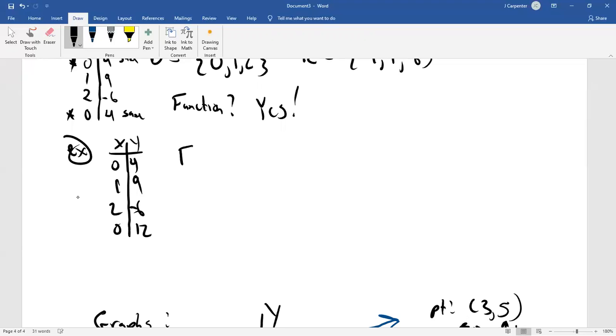I'm going to skip the domain and the range. You should be able to do that on your own. The domain admittedly doesn't change, but the range does. But is this a function?